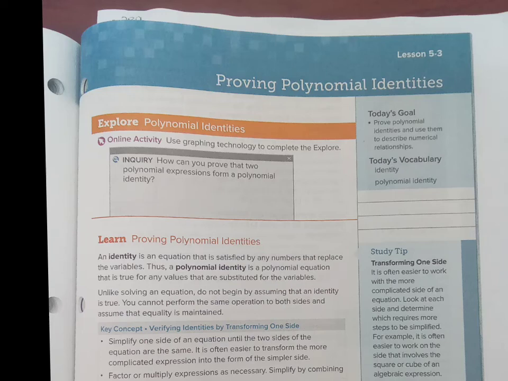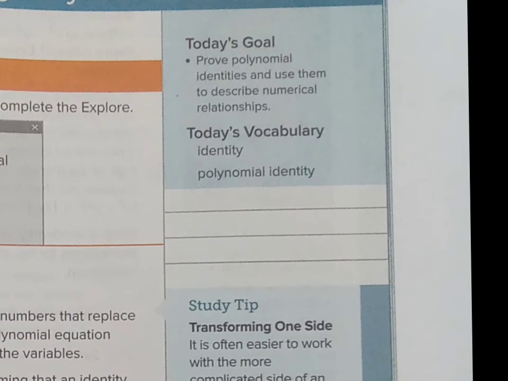All right, so we're talking about proving polynomial identities. Now, this isn't proving like you guys did for geometry, okay? So we're not, that's real proofs. We're proving it, but it's not like a proof in geometry. I'll just leave it like that. We got some vocab. There's identity and polynomial identity, right?